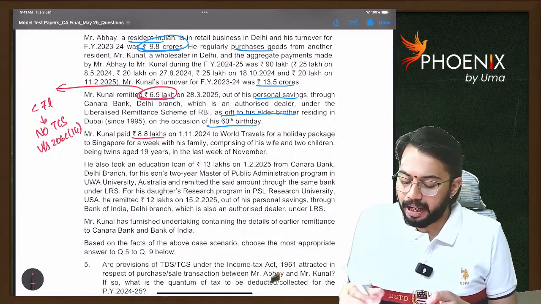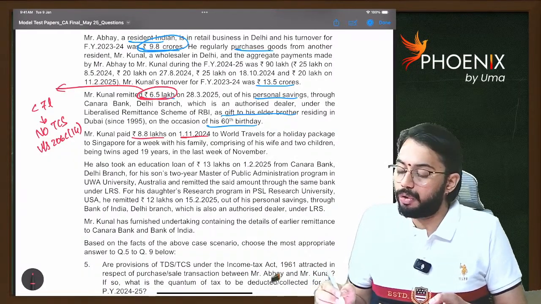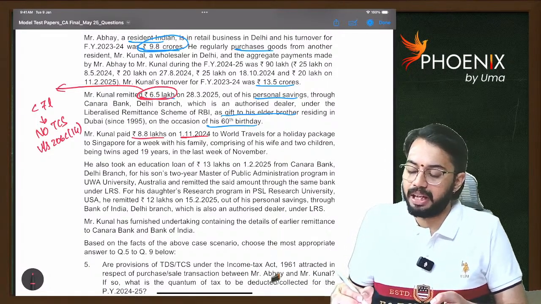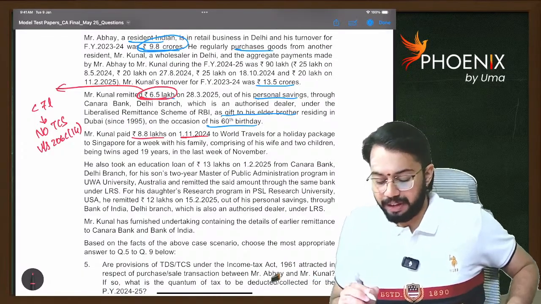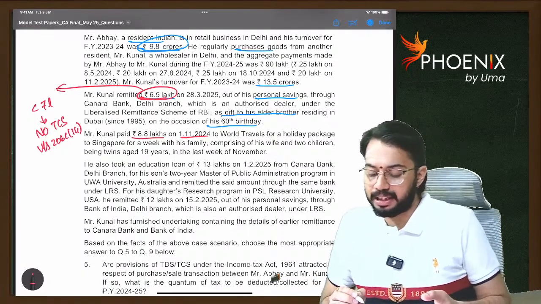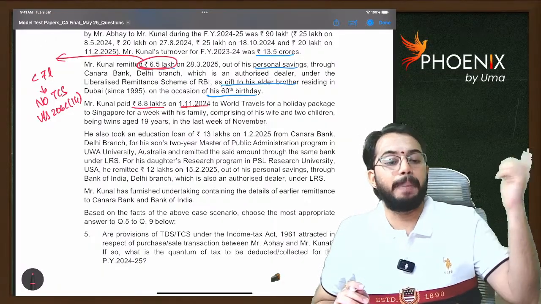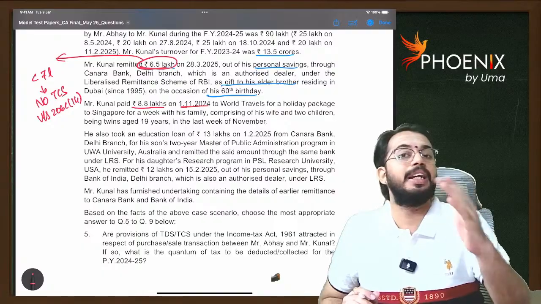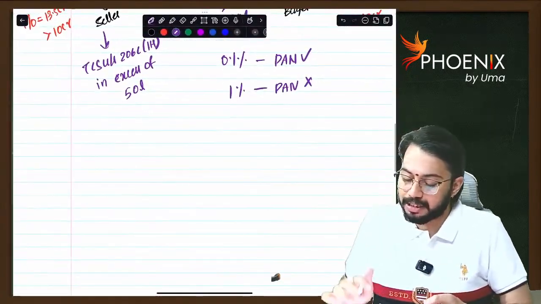Mr. Kunal paid 8,80,000 on 1st November 2024 to World Travels for a holiday package to Singapore for a week with his family comprising his wife and two children, being twins aged 19 years, in the last week of November. See, whenever you are making payment for an overseas tour program package, on such payment TCS is required to be collected. What is the rate of TCS?